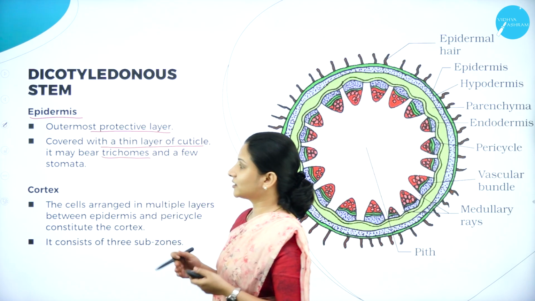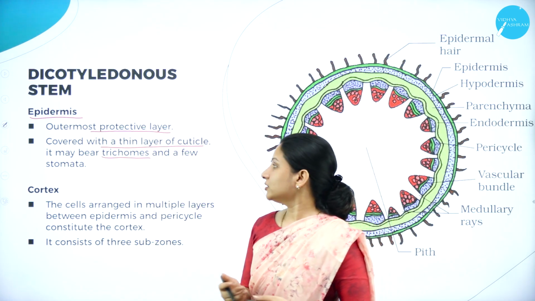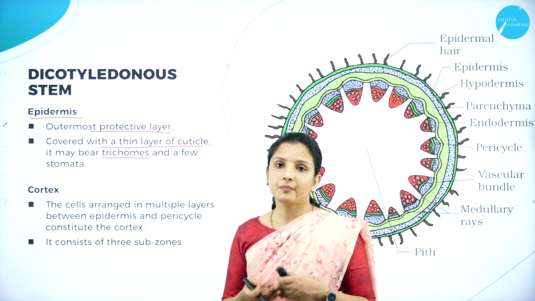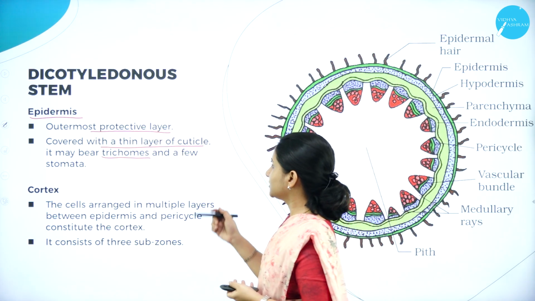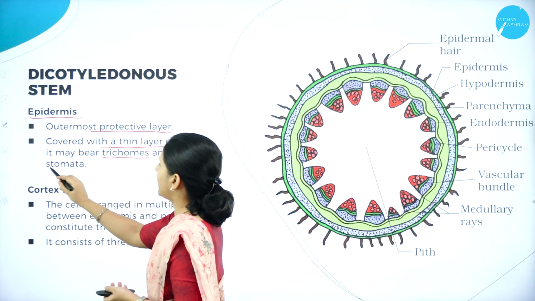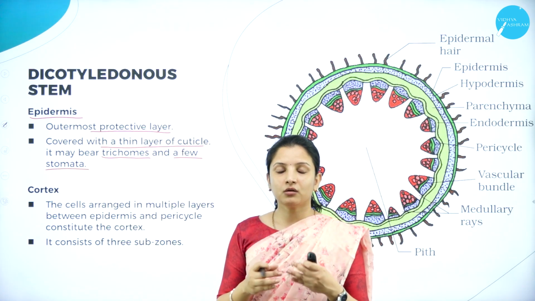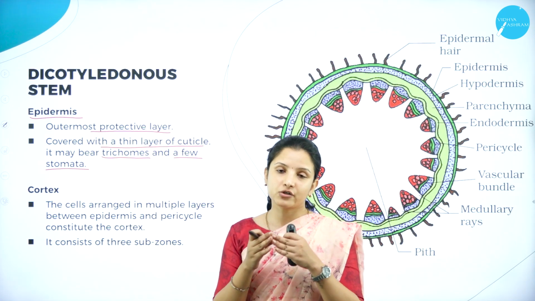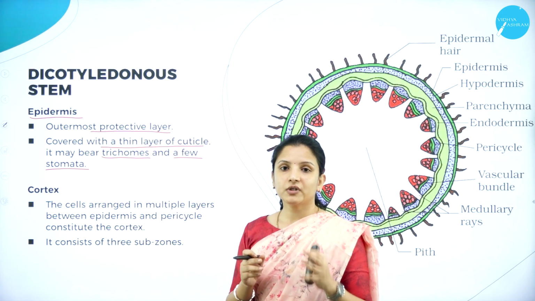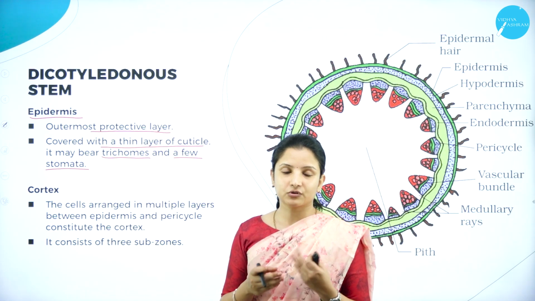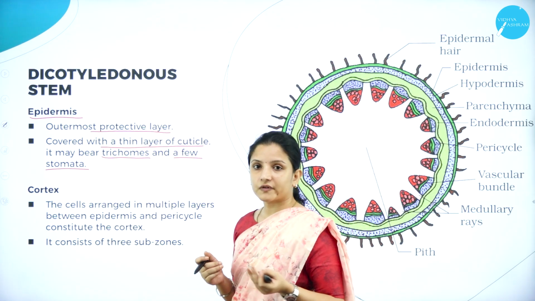It is covered with a thin layer of cuticle, and they may or may not have trichomes, depending on the plant species, and a few of them have stomata on the stem. Stomata are mostly confined to the leaves, but in some plant species, stomata are also present in the stem, so they bear a small amount of stomata.